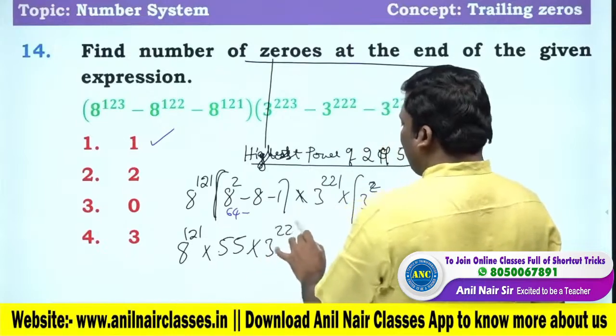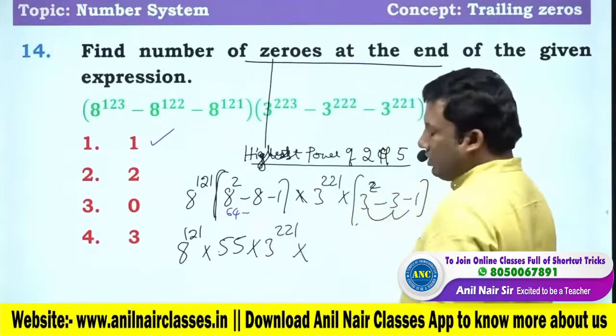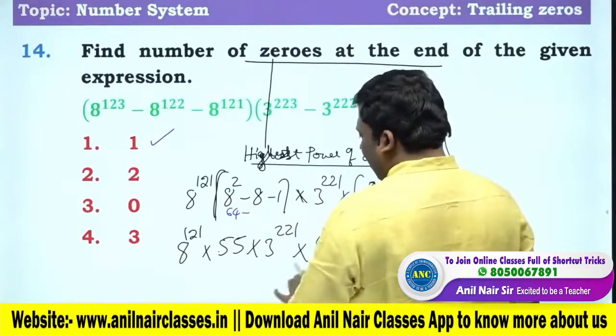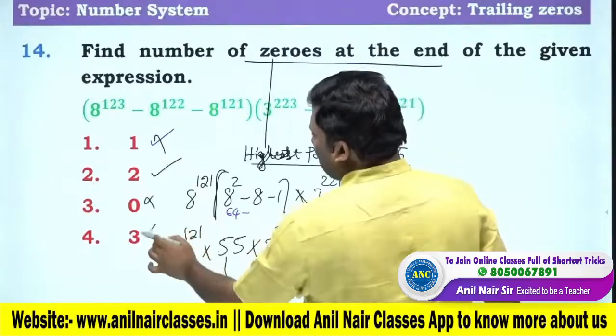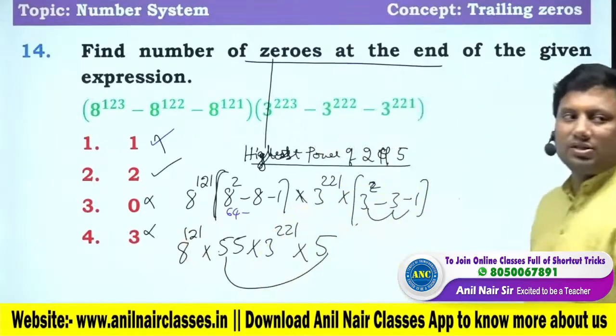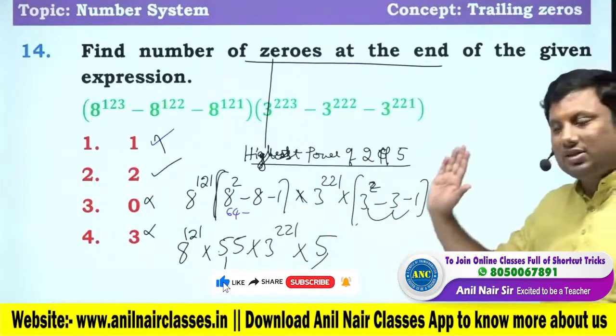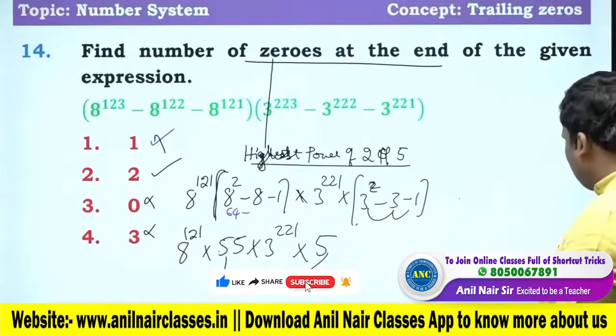It is 3 power 221: 9 minus 3, 6, 6 minus 1, 5. Here 1, 5 it is there, and here 1, 5 it is there. The answer for this question is 2. Is the idea clear? Very, very easy question.